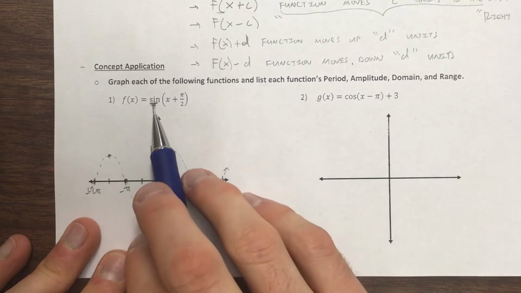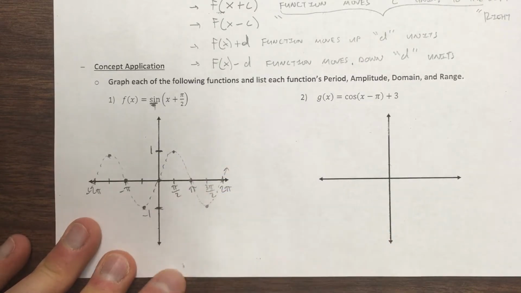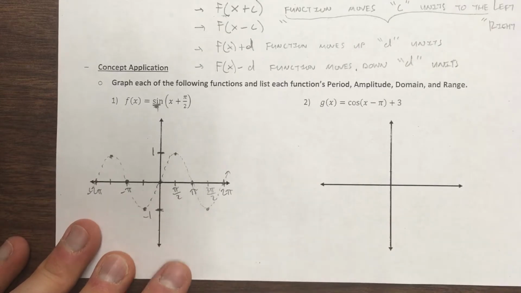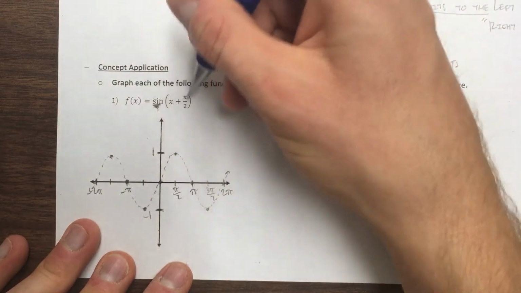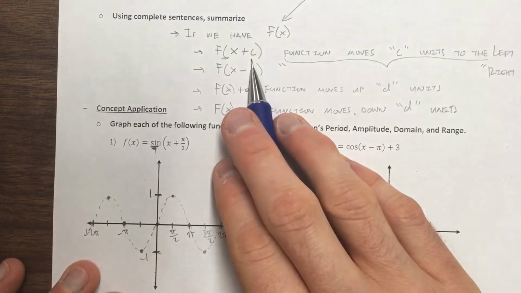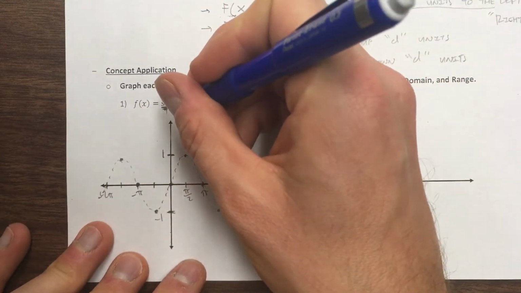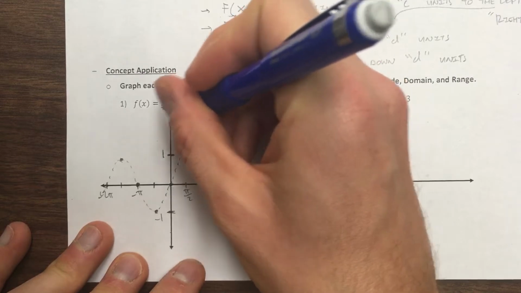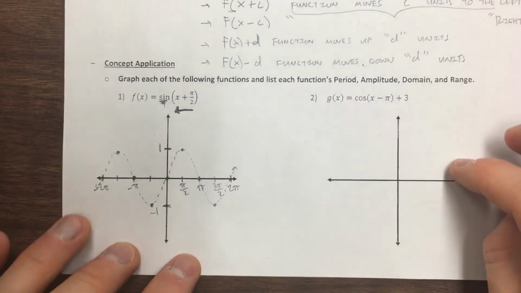And now that we've graphed our parent function, we look at the transformations. So every single value, that's the key thing that we need to remember for our transformations. Every single value is telling us something. So this plus pi over 2 here, because we're adding inside of the function, that's telling us it's going to move to the left pi over 2 units. So here we're shifting to the left pi over 2 units.